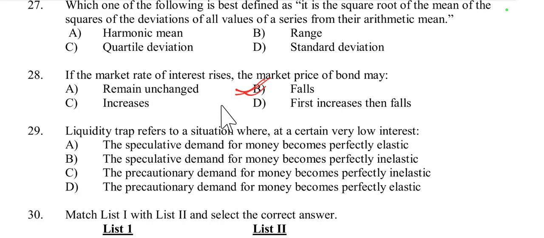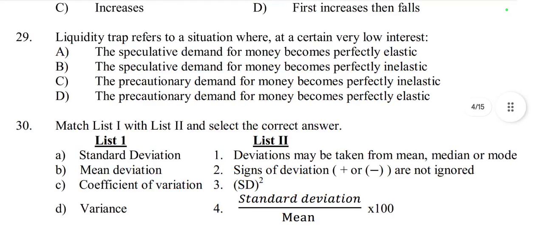Then next question number 29. Liquidity trap refers to a situation where at a certain very low rate of interest, the speculative demand for money becomes perfectly elastic. Yes, here speculative demand for money is perfectly elastic, and this is the right option. Rate of interest is very low at that time. So option A is right here.